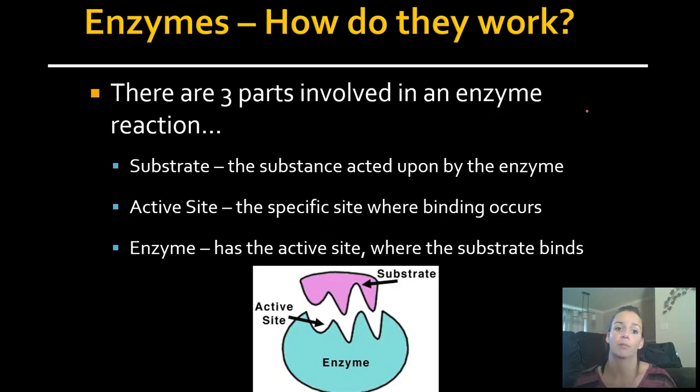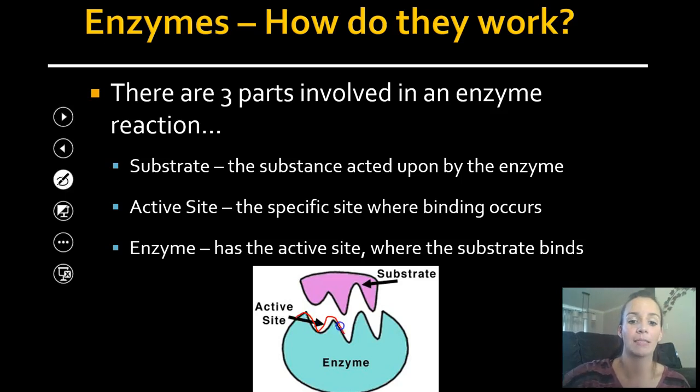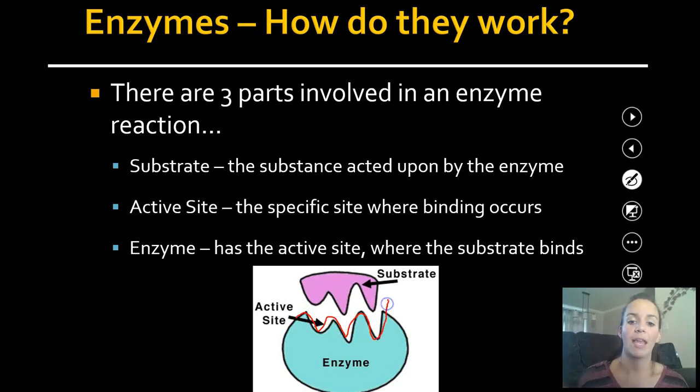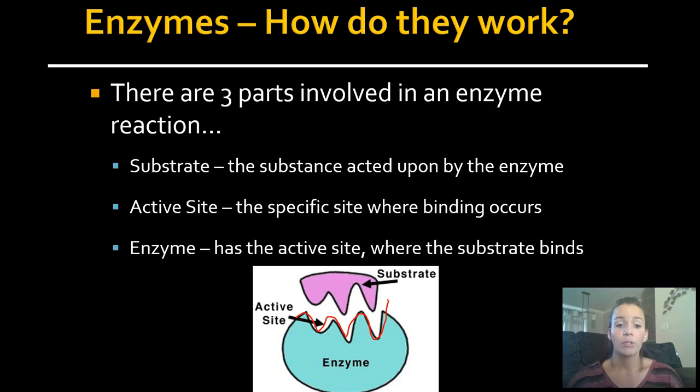So how do they work is what you're probably wondering. There's 3 parts: a substrate, an active site, and then the enzyme itself. The substrate is what's acted upon by the enzyme. And the active site is probably the most important thing to remember because that is the space in between the enzyme and the substrate. So it's where they bind. And the enzyme itself has the active site, and it can only bond with certain substrates.